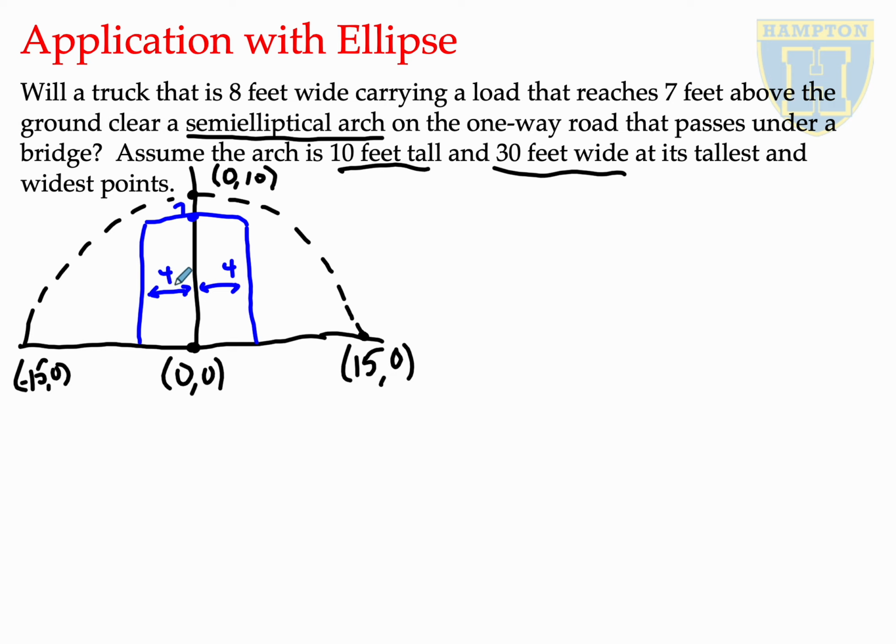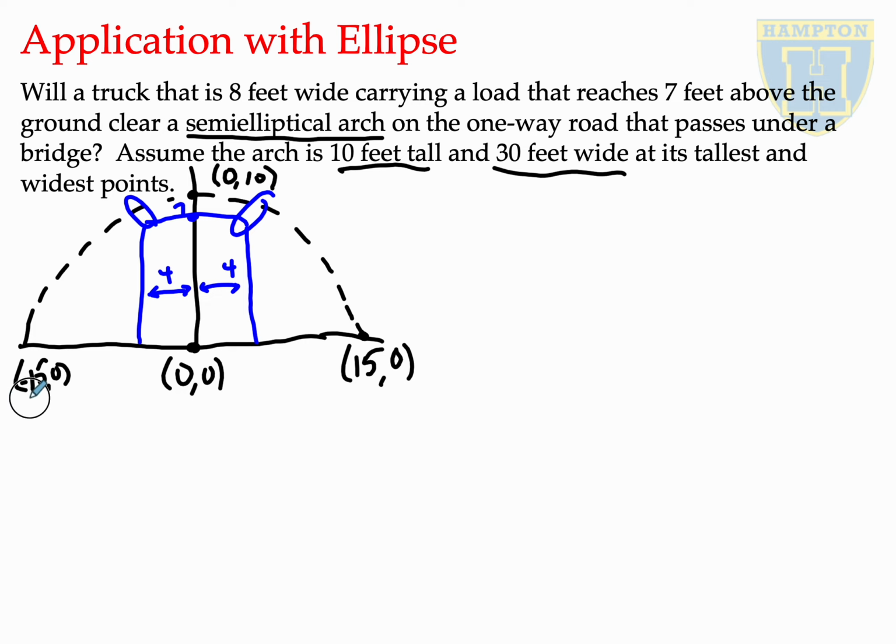So what we're looking for is, now obviously the way I drew this, it looks like it will, but what we're looking for is, will those two corners clear the semi-elliptical arch as the truck drives right down the middle of the arch? The key to answering this question is to both understand where the truck is positioned in relation to the semi-elliptical arch and what would the equation of the semi-elliptical arch be. We can actually start with that one. That's a little bit easier.